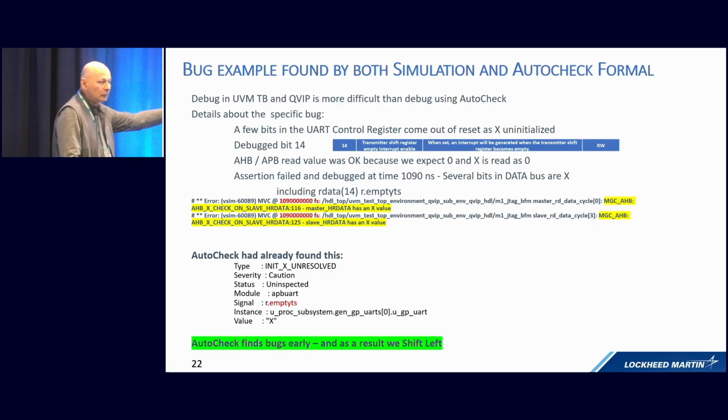AutoCheck already found this. AutoCheck said it's an unresolved X, and it's in the UART, and it's in these specific bit names, and that's where it is. So we can find bugs early. As a result, we shift left.